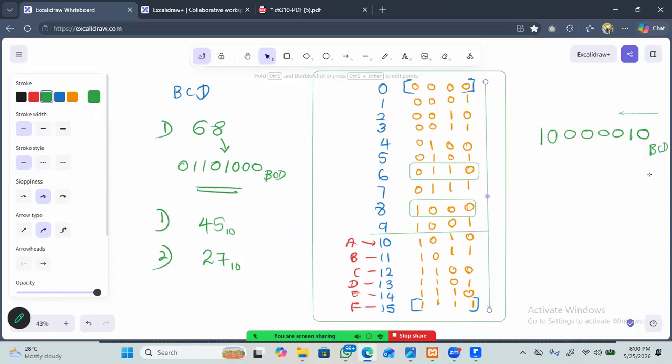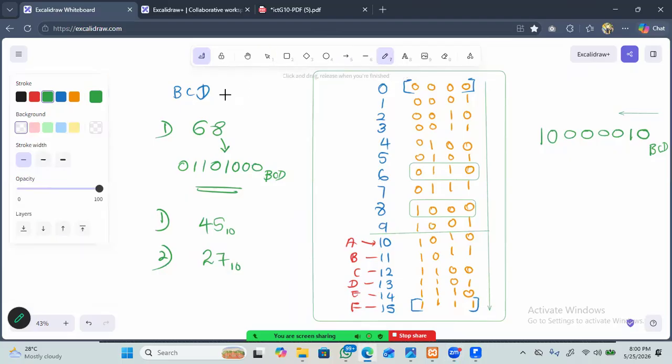Do we need to write the front zeros? Yes, yes. You should write the front zeros in BCD. If not, your answer is wrong. The BCD is in 8-bit format. So 8 bits should be there. It's a compulsory thing.